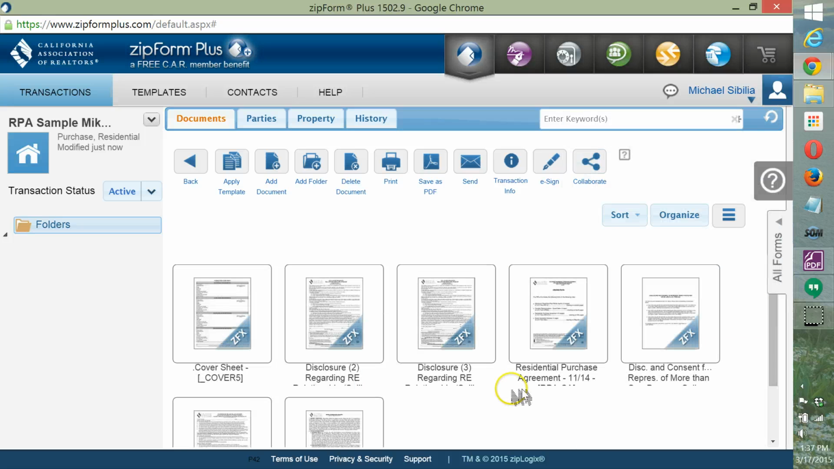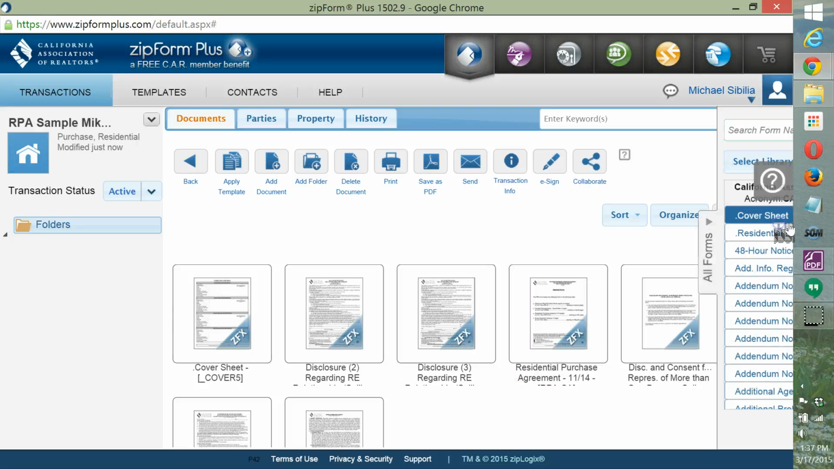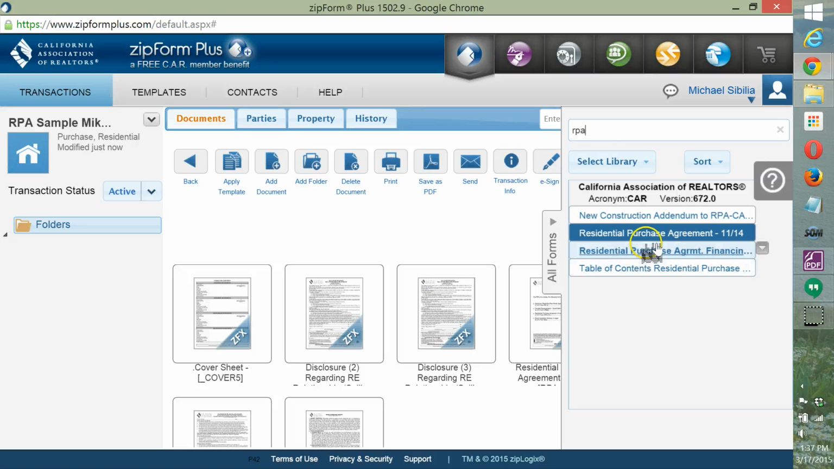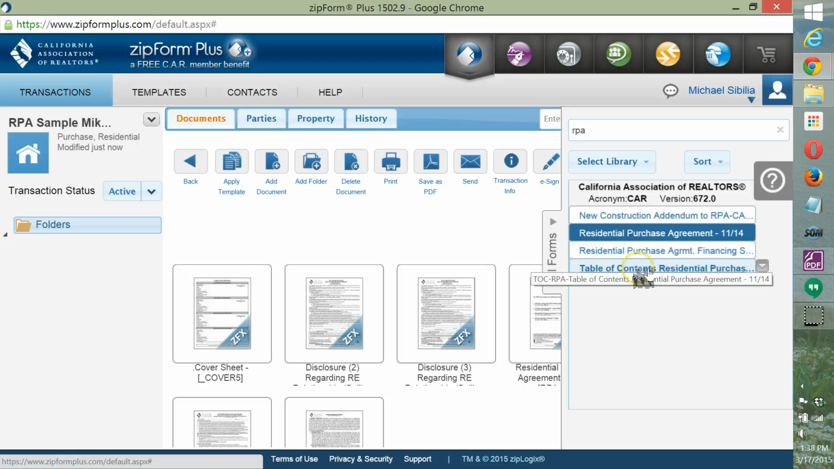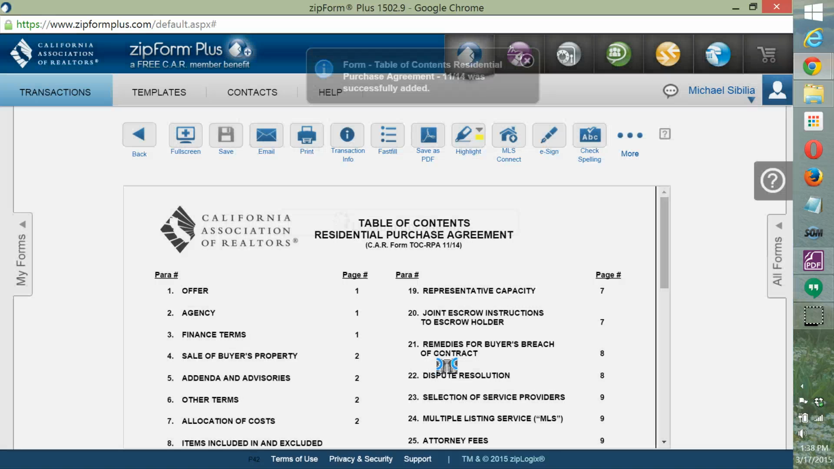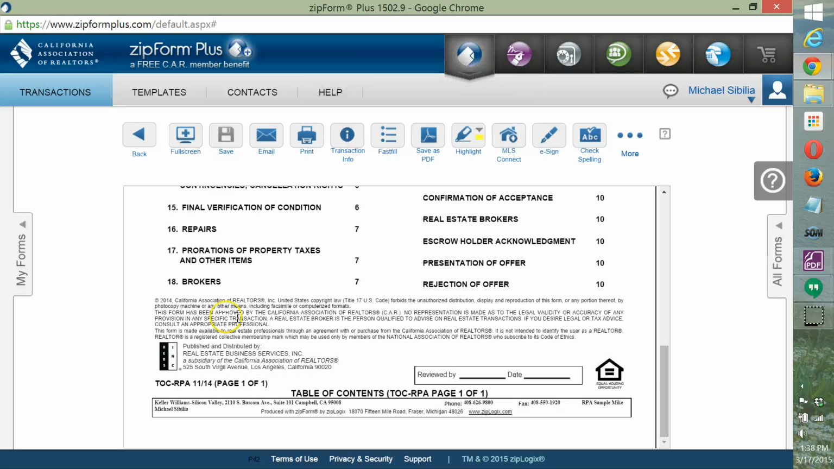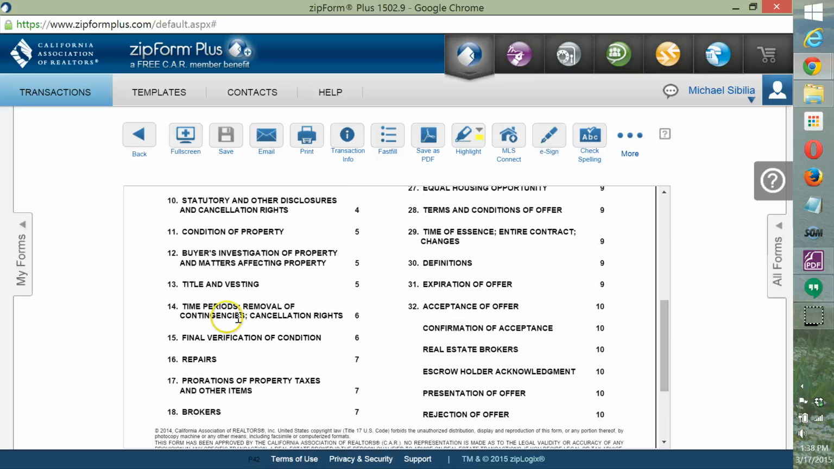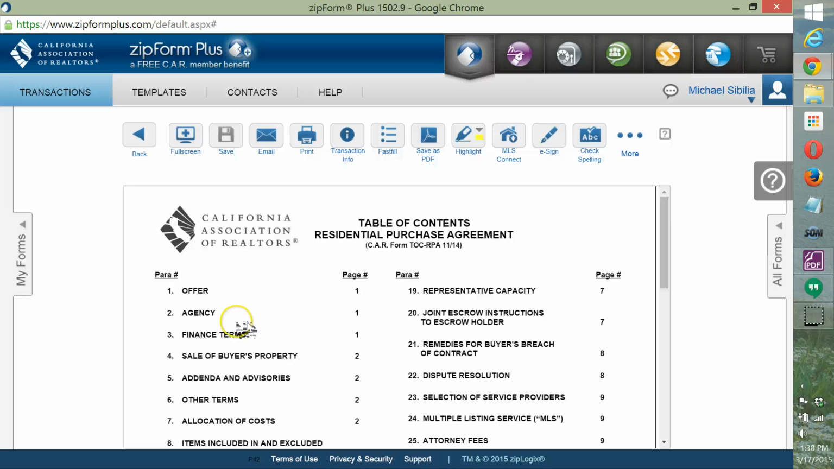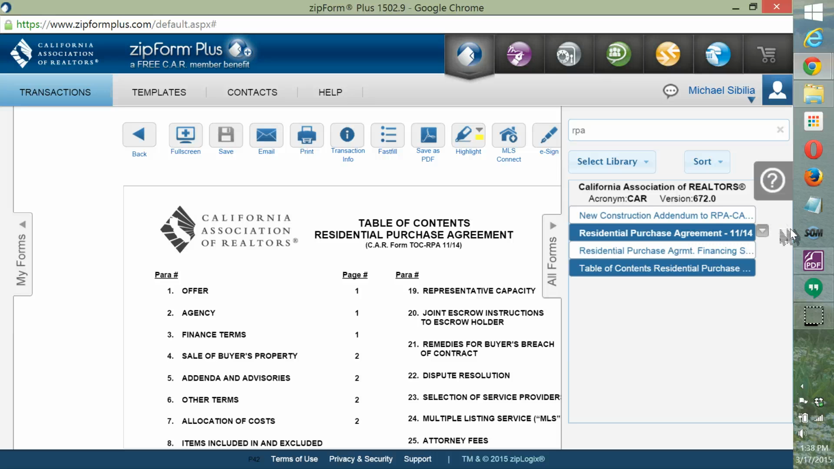And there are other things, by the way, just to call to your attention. If you're doing the RPA and you type in RPA in the search, you're going to see that there's a residential purchase agreement financing structure worksheet and another one which is a table of contents. I'm going to pull up the table of contents just for laughs. What the table of contents essentially does is it gives you a breakdown of what page you find which things.